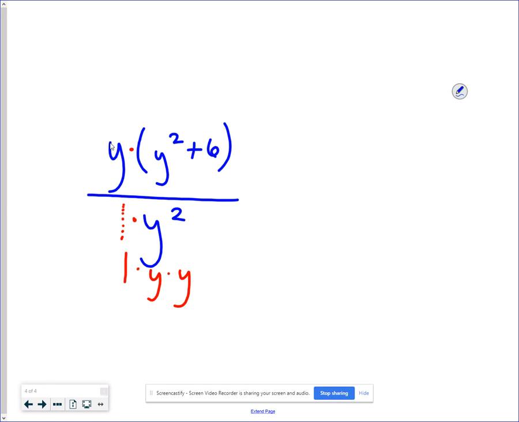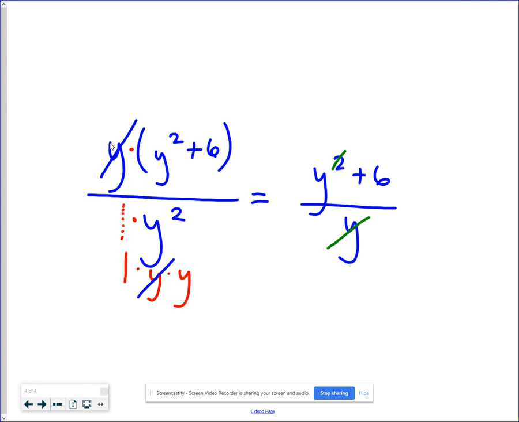Well, we have a y on top that will cancel with one of the y's on the bottom. So what's left over? On top, we just got y squared plus 6, and on the bottom, we just got a y left over. So that's reduced. And again, you can't cancel out this y here. You can't cancel this y with one of the y's up here. That doesn't work. Okay? Because you can only cancel factors.